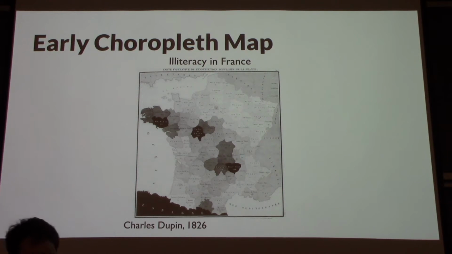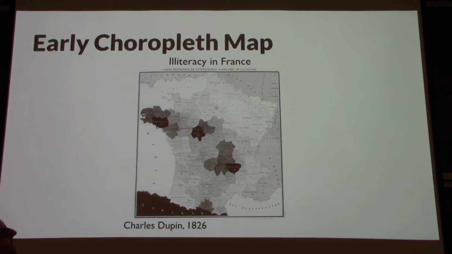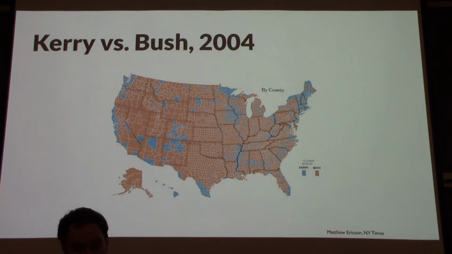And what does it actually show? Population in France, I think. Illiteracy, oh yeah, you're right. My geography is weak, Paris isn't around here, so this is Paris, I assume. This is a very early example.